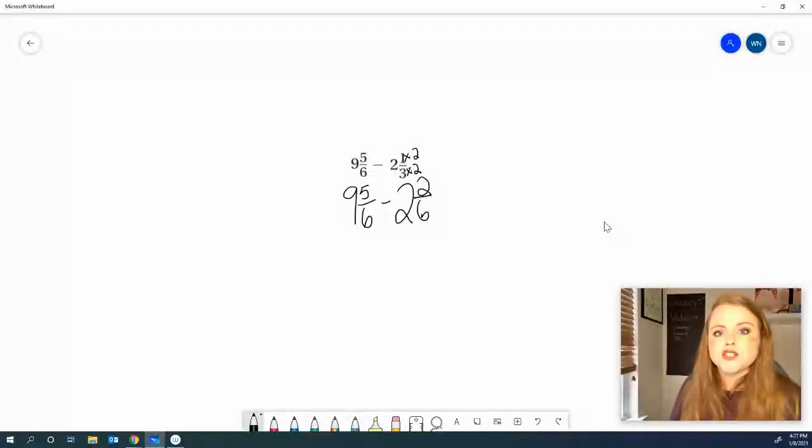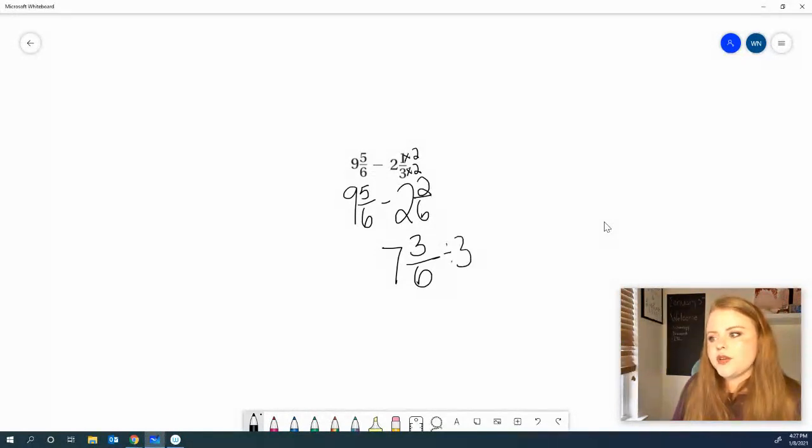Let's subtract those fractions first. 5 minus 2 gets me 3/6. 9 minus 2 is 7. 7 and 3/6. We do need to simplify this. As you can see, we have 3 and 6. Both of those are divisible by 3. So 3 divided by 3 is 1. 6 divided by 3 is 2. Our answer is 7 and 1/2.